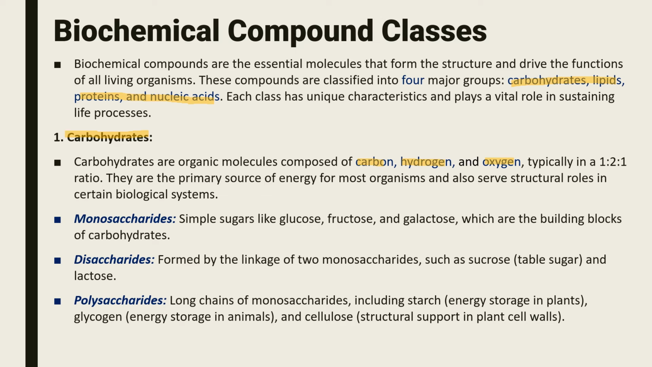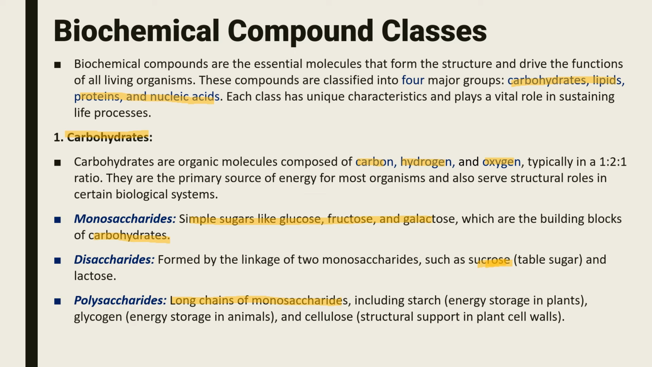The simplest carbohydrate is the monosaccharide. Mono means one and saccharide means sugar. Simple sugars like glucose, fructose, and galactose are the building blocks of carbohydrates. Then many monosaccharides combine and form disaccharides, such as sucrose, which is a combination of fructose and glucose. The third one is polysaccharide. They are like a long chain of monosaccharides, a lot of monosaccharides combined.